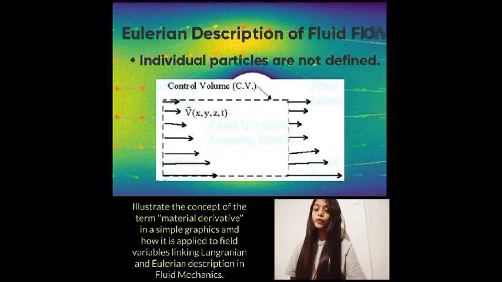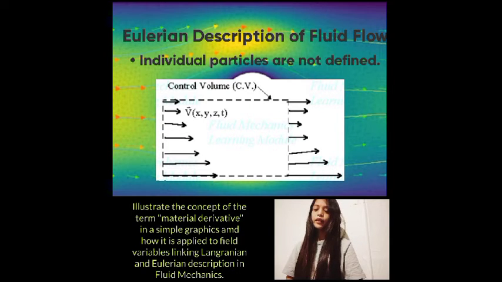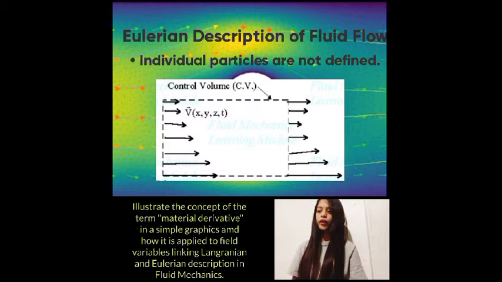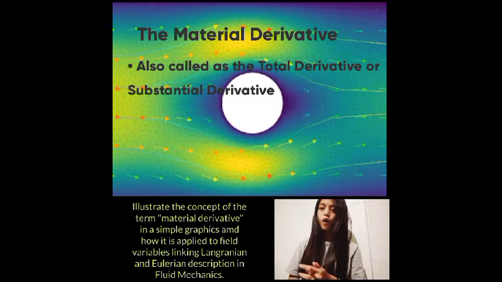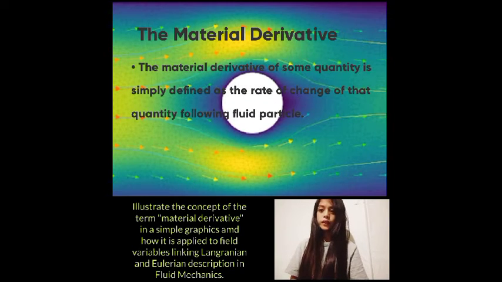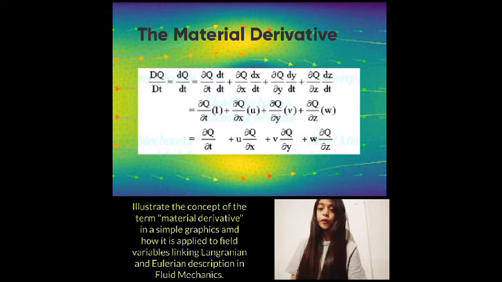And for Eulerian description of fluid flow, individual particles are not defined. Instead, a control volume is defined. And these two can be linked together by the material derivative, also called the total derivative or substantial derivative. The material derivative of some quantity is simply defined as the rate of change of that quantity following a fluid particle. It is derived for some arbitrary property Q as follows, that is shown in the diagram.